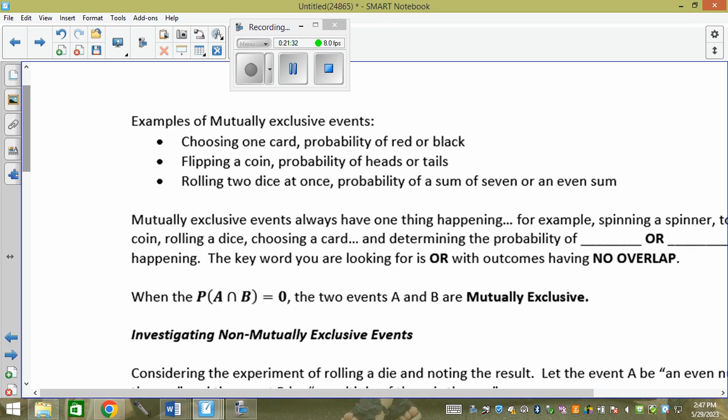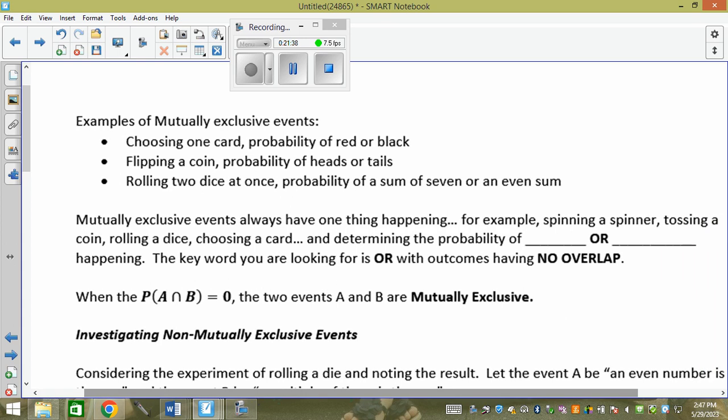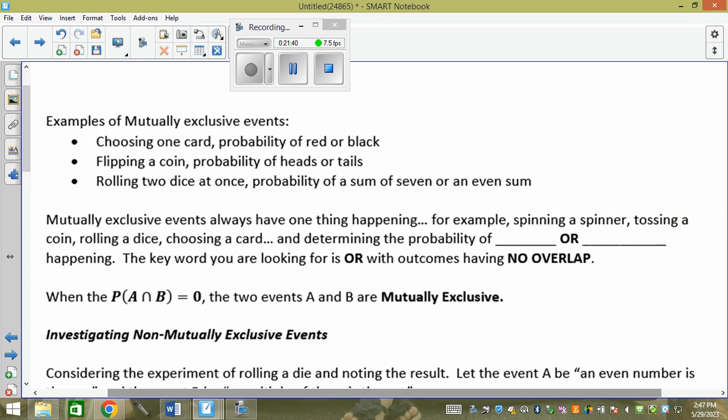So mutually exclusive events always have one thing happening. For example, spinning a spinner, tossing a coin, rolling a die, choosing a card, and determining the probability of blank or blank happening. The key word you're looking for here is or, and the outcomes have no overlap. So the word or and no overlap is mutually exclusive. The word or and overlap is not mutually exclusive.